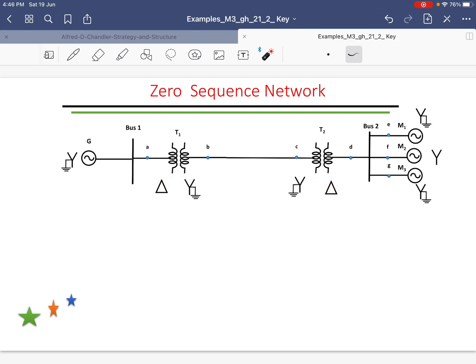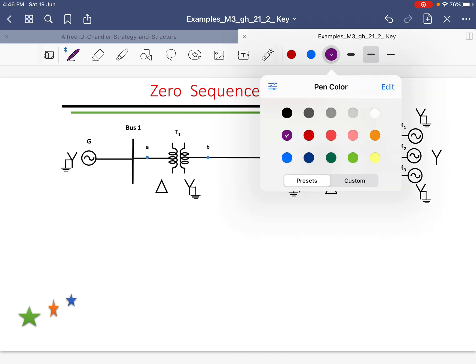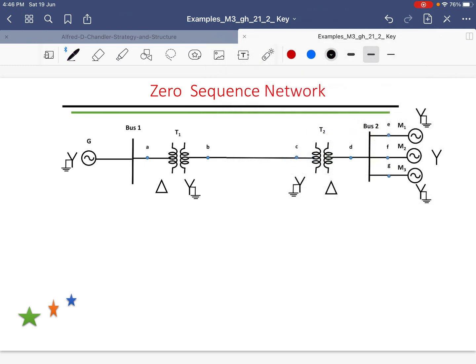Therefore, for ready reference, I will put a reference network here at the corner. That is, if it is from P to Q, that is from primary to secondary, for example here from A to B, or you can call C to D in this case, that is nothing but P and Q here.